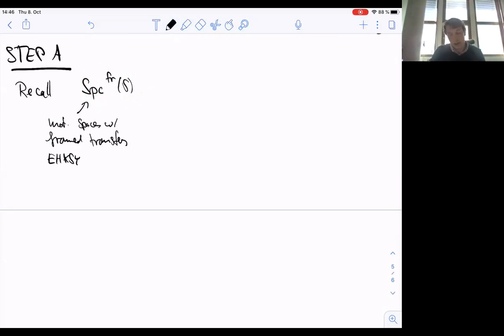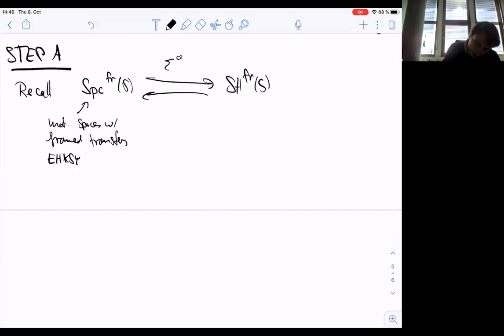And so what you can do is, out of these spaces with framed transfers, you can build spectra with framed transfers. So this is called SH^fr(S). And then there's this adjunction between them, sigma infinity framed and omega infinity framed.